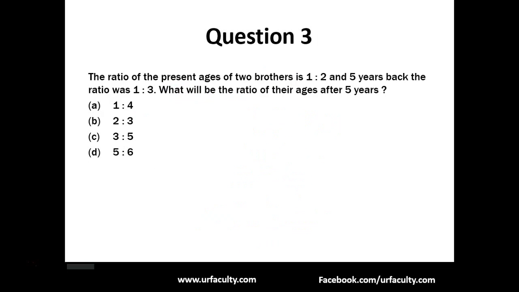Okay, moving on to the next question. The ratio of the present ages of two brothers is 1:2 and 5 years back the ratio was 1:3. What is the ratio of their ages after 5 years? By now I'm sure you would be very good at doing this problem because it's a combination of ratio and ages that you're doing over here. Now the key thing that you have to watch is 5 years back. What does it mean? It means your current age gets subtracted by 5 and after 5 years your current age gets added by 5.